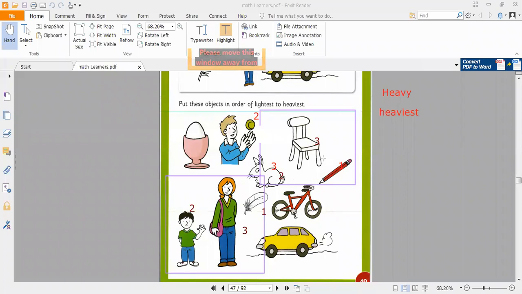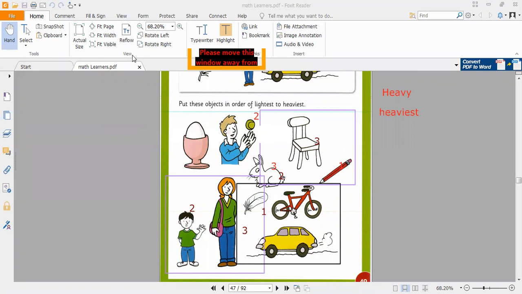Okay, in the fourth group, if you like, you can add pencil or you can put feather. So I'm going to use a feather in the fourth group. Okay, now arrange these things. Which is the first one and which is the second one and which is the third one.